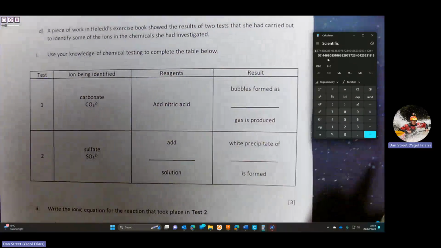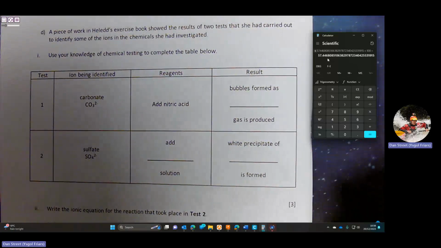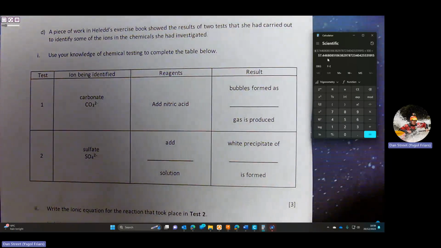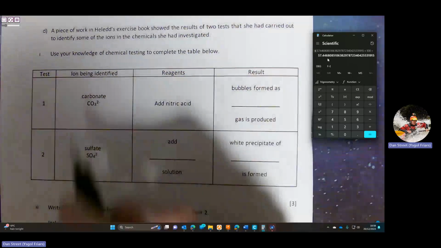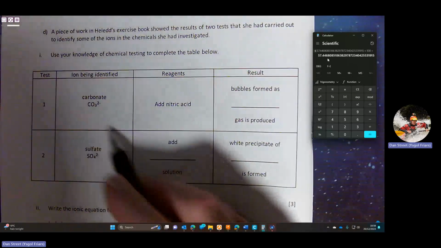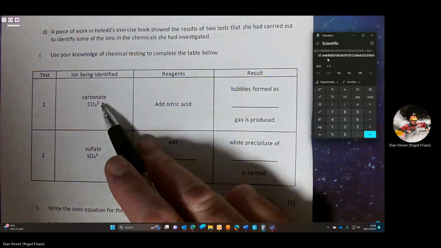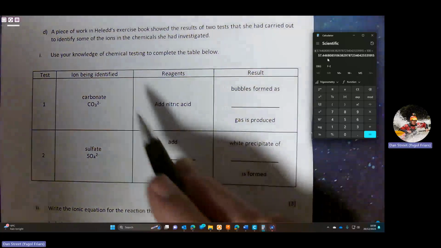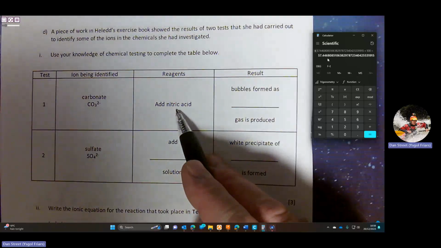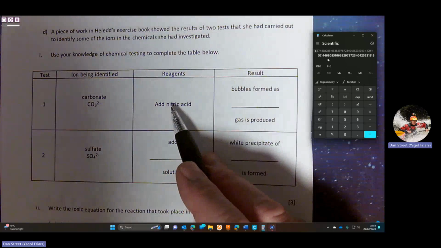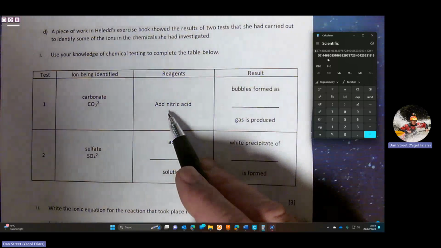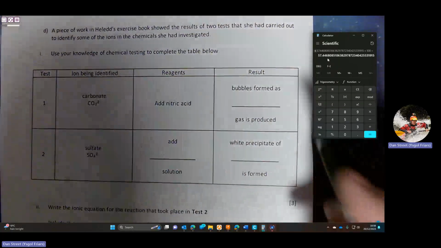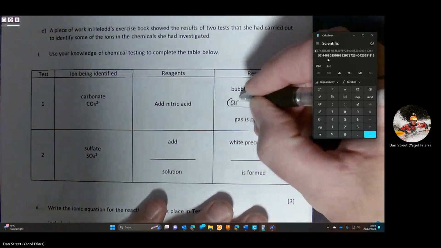Okay, then, the next part of this question. A piece of work in Helen's exercise book showed the results of 2 tests that she carried out to identify some ions in the chemicals she had investigated. Use your knowledge of chemical testing to complete the table below. So for the carbonate ion, we could react the compound we suspect to contain carbonate with an acid, in this case nitric acid. And when you do that, it's the reaction of an acid and a carbonate, and the products for that reaction are salt, water, and carbon dioxide. And so carbon dioxide is a gas, so we'd expect to see bubbles formed as carbon dioxide gas is produced.